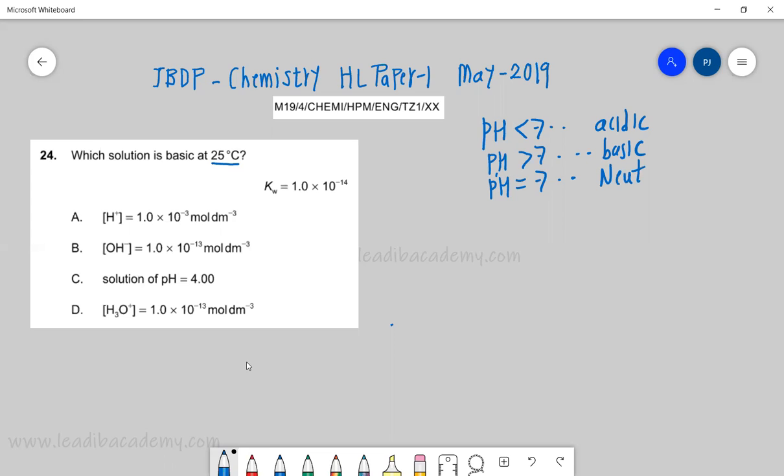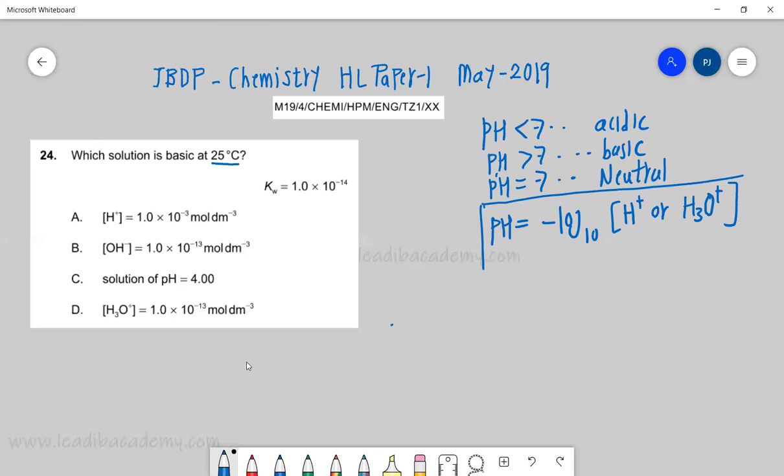Okay, now what is the pH definition? Potential of hydrogen. So what we do, we take the negative logarithm of either the hydrogen ion concentration, or we can write it as the hydronium ion concentration. Both are perfectly all right. So we take the negative logarithm to the base 10. It is not the natural logarithm but to the base 10. And this is the pH.